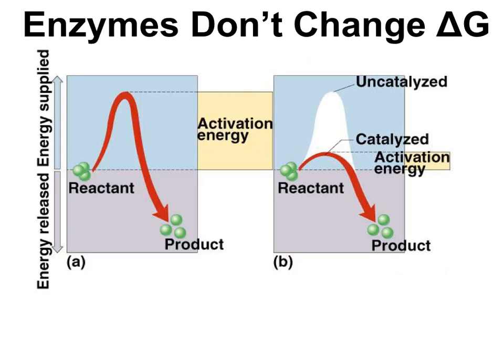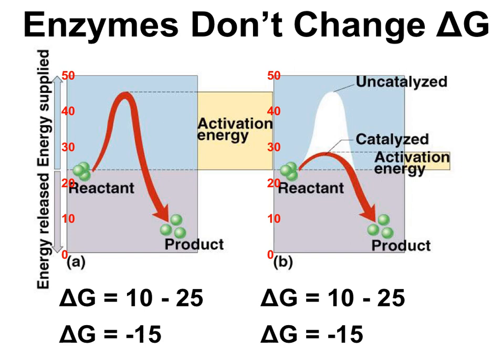Another key point to tie back to our last video is that you need to know that enzymes don't change the delta G of a reaction. Let's do a quick calculation of delta G for an uncatalyzed reaction and a catalyzed reaction. I'm just going to put some arbitrary numbers on there to illustrate the point. When you crank through the calculations, you see that delta G is -15 in both cases. Enzymes don't change delta G.